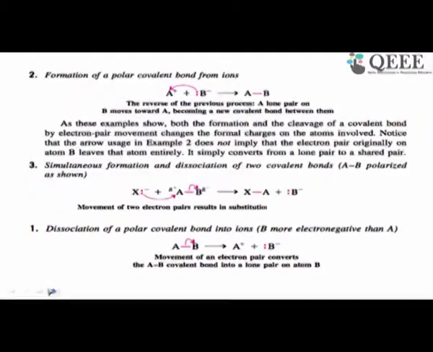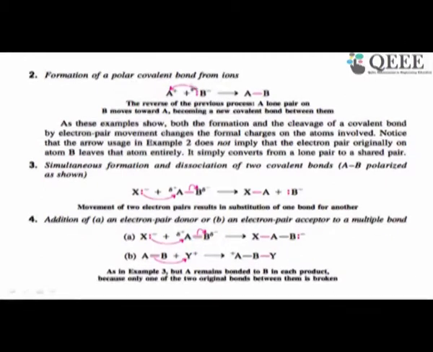Now let's see the second type of reaction, which is formation of a polar covalent bond, which is basically the reverse of what we just saw. In this case, a negatively charged species attaches itself to a positively charged species and forms a covalent bond which is polar, again polarized towards B.